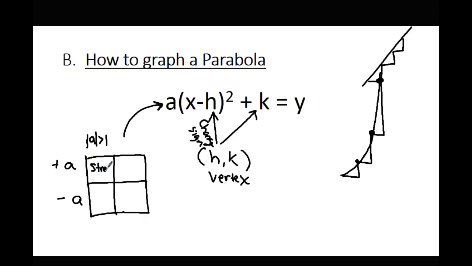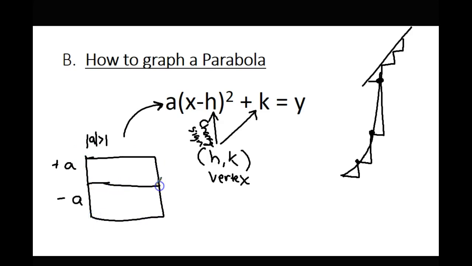I'm writing this probably a little bit too tiny. Okay, so first of all, if the absolute value of a is a number bigger than 1, it gets stretched. And since A is positive, it would be stretching upwards. So you can have like a skinny U shape going upwards. Whereas if the absolute value of A is greater than 1, but the A is negative, it's still stretched, but it's upside down in that case.